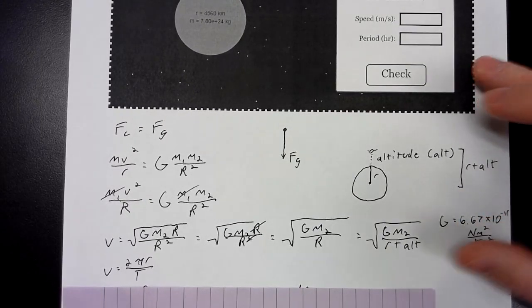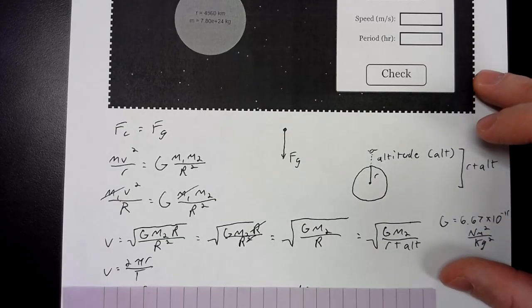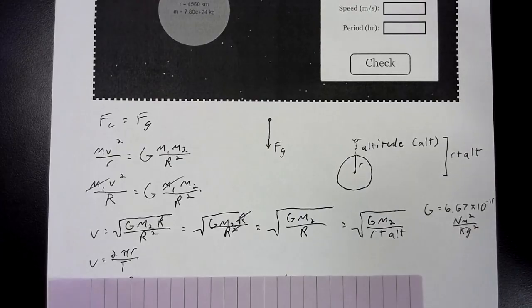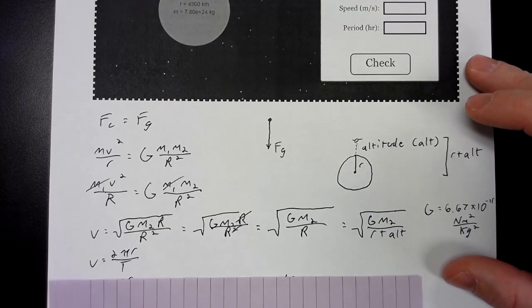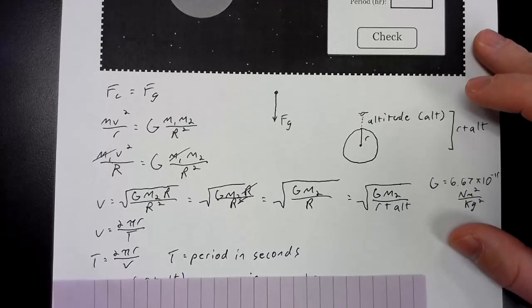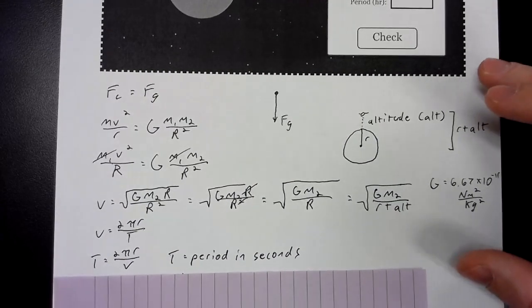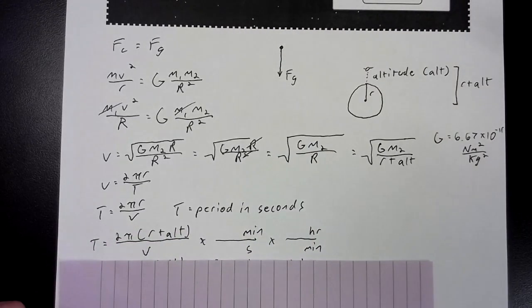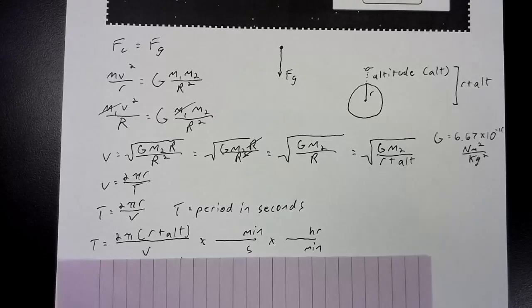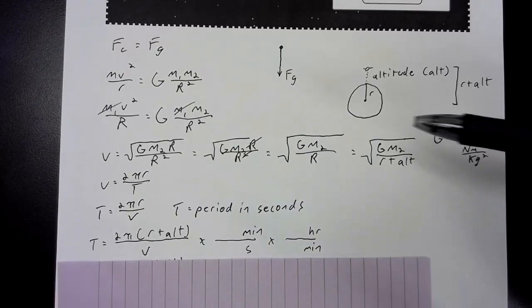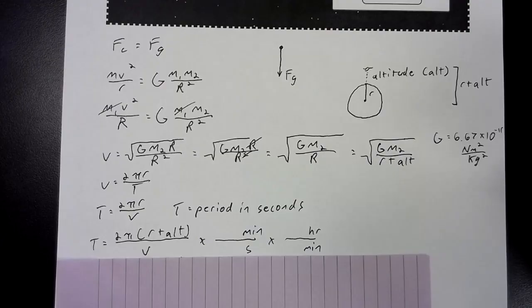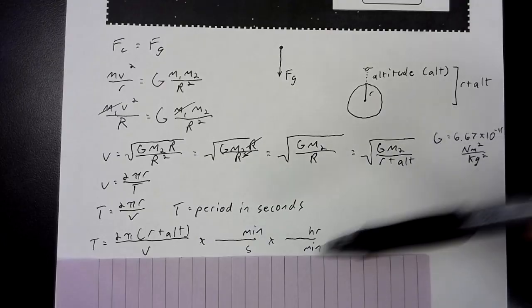So that will give us our speed, but then we want to find the period. In circular motion, the velocity is 2 pi r over t, circumference of the circle divided by the period. Go ahead and arrange that for t. Remember that's the period in seconds. Then, again, we want to include the altitude. And now that we know the speed, which we found in the first part, we can figure this out. And the way that the units work out, this is period in seconds.